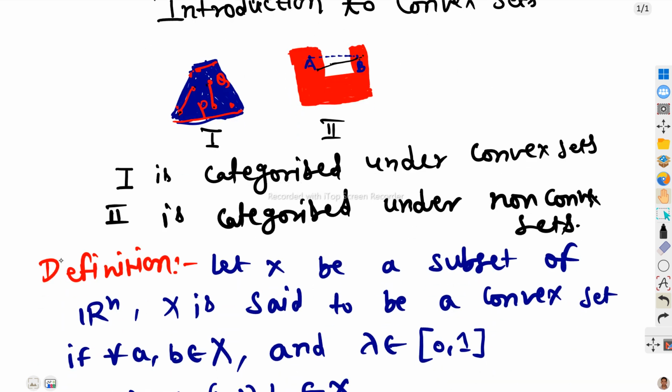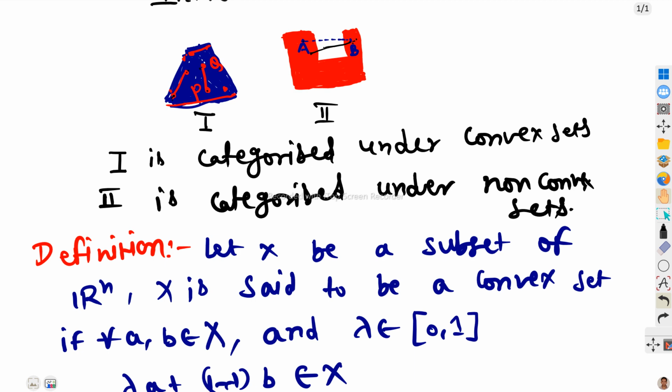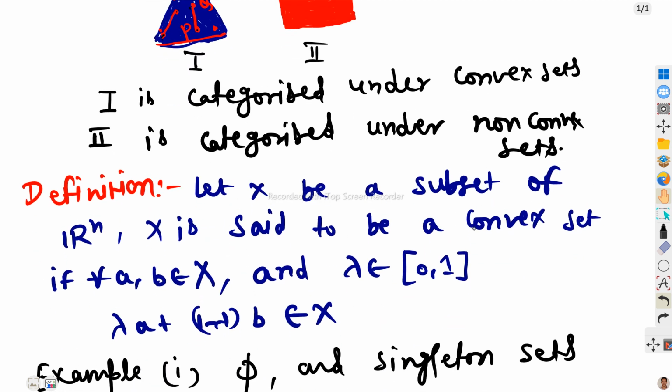So again, we are going to define in a formal way what convex sets are. Let X be a subset of Rn. X is said to be a convex set if for every A and B in X and lambda a real number between 0 and 1, lambda A plus 1 minus lambda B also belongs to X.